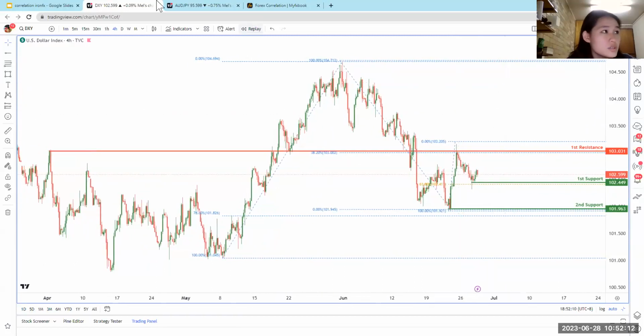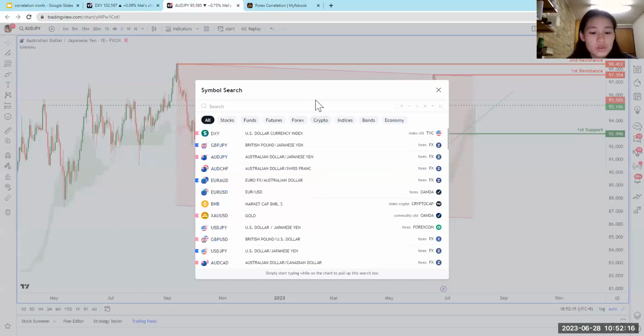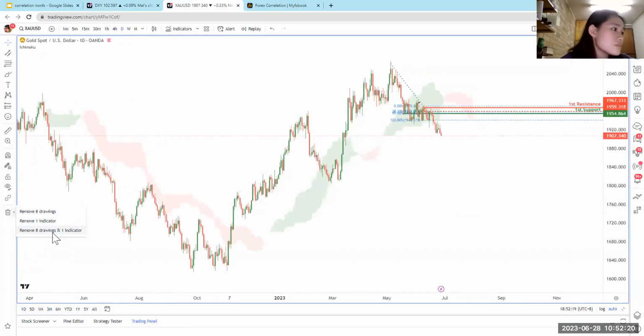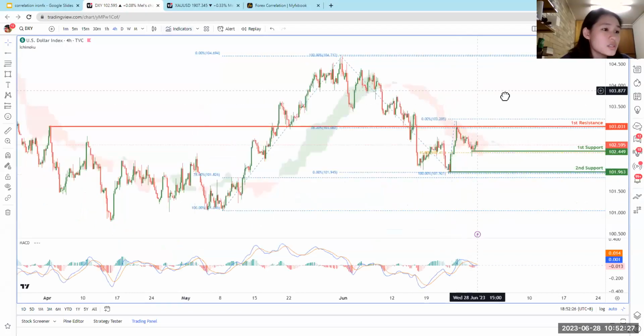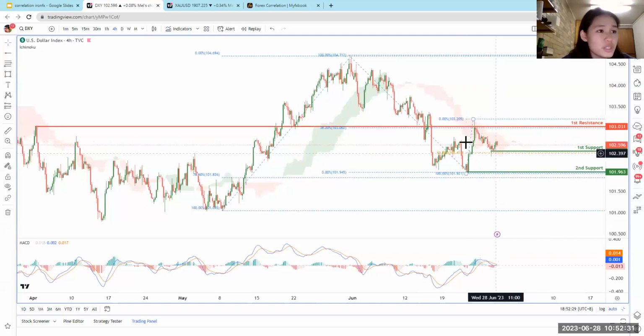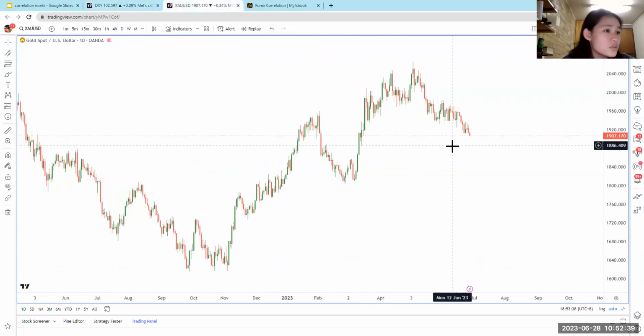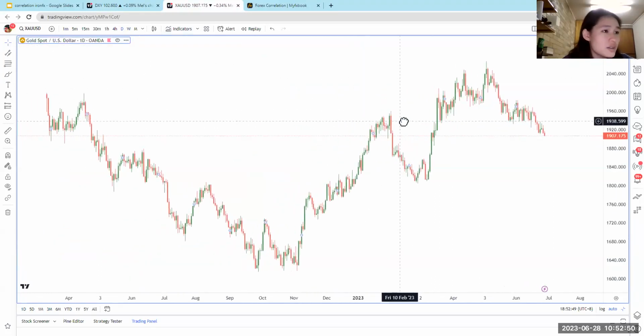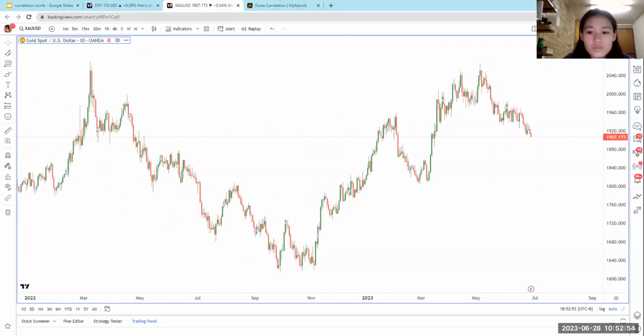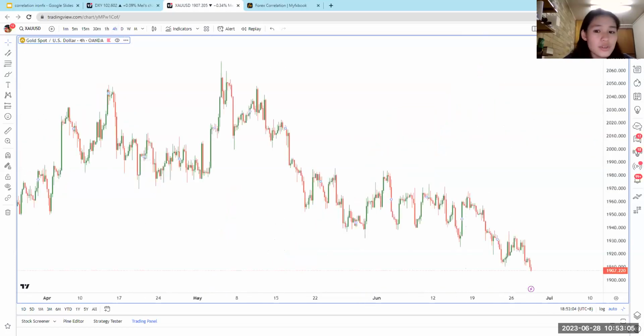So now let's take a look at gold. Maybe we'll use Ichimoku and MACD as well. You can see price is moving within the Ichimoku cloud, so we can't use this. But price is giving us a bearish signal on our MACD. So let's take a look at our gold. On the weekly time frame, it's kind of ranging as well. Daily time frame, it looks like it's moving downwards. And 4-hour time frame.